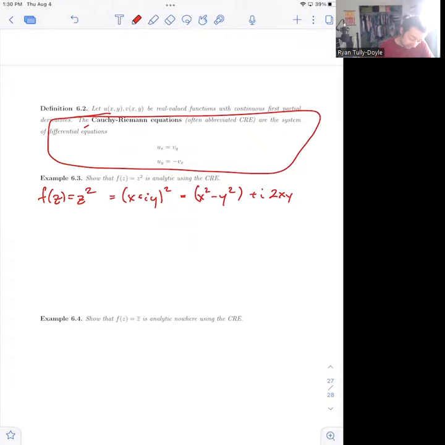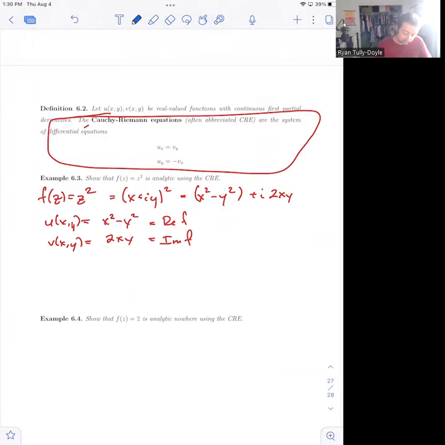So let's let the function u of x and y be equal to x squared minus y squared. That's the real part of f. And we'll let v of x and y be equal to 2xy, which is the imaginary part of f. I'm going to remind you that real and imaginary parts of complex functions are real valued. The i is what turns it into a complex object. So let's test and see if these satisfy the Cauchy-Riemann equations.